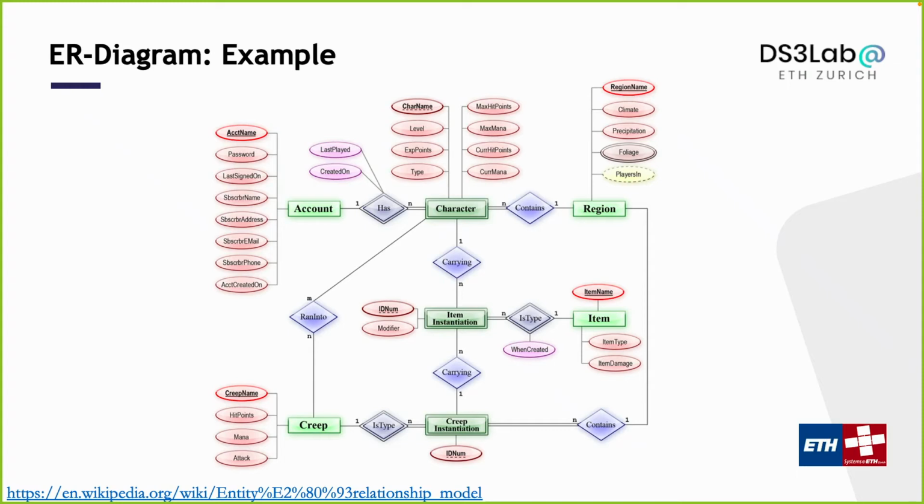And if you look at these 7 entity sets, they are also different. There are strong entities and there are weak entities. Here you have 4 strong entities, which means that they can actually exist on their own. There's account, there's region, there's item, there's creep. There are 4 strong entities if you look at this diagram. And then there are 3 different weak entities. For example, there's character, the character you have in the game, which is a weak entity that relies on the account, connected by the has relationship.